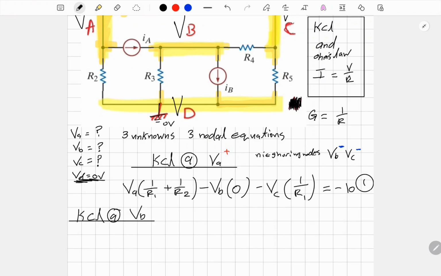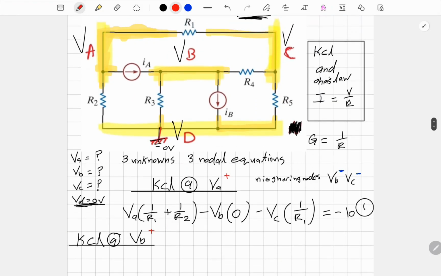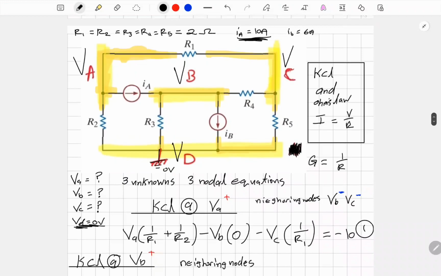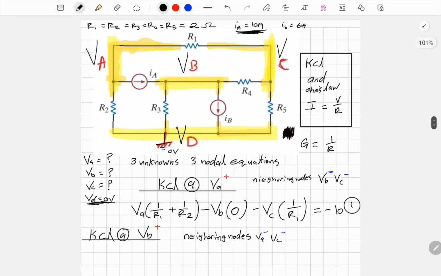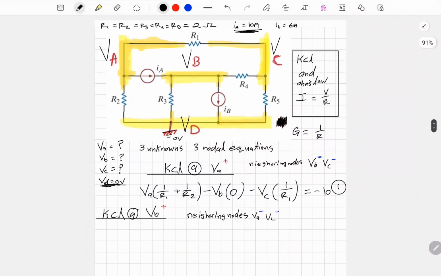my VB is going to be positive, and my neighboring nodes are VA and VC and VD, but I'm not going to be writing VD, so VA and VC are my neighboring nodes, and I'm going to be writing them as negative. And this is the trick right here. This is much faster than the traditional method, and there's less chance for mistakes. So I'm going to be writing from A, B to C in order.